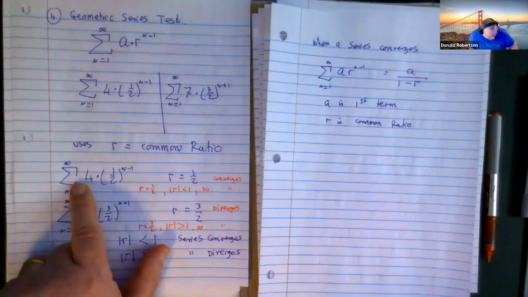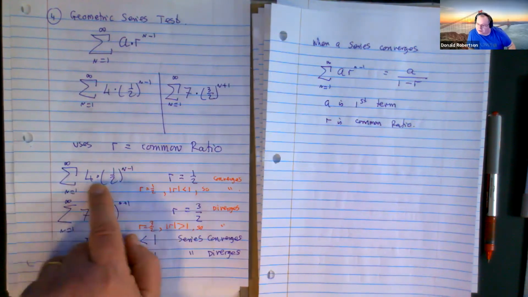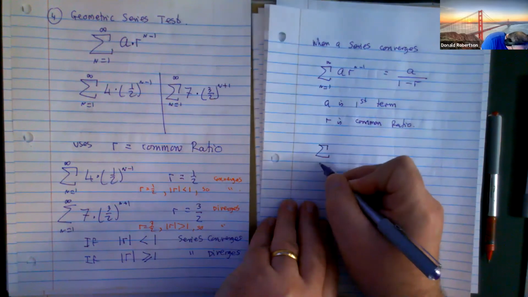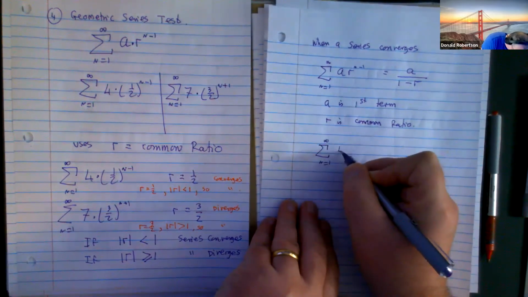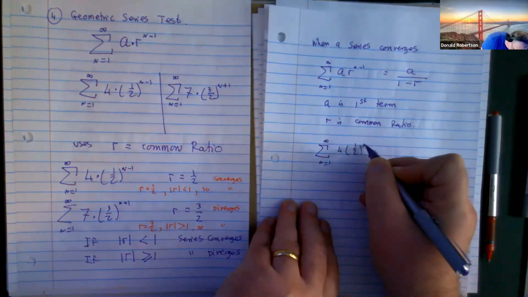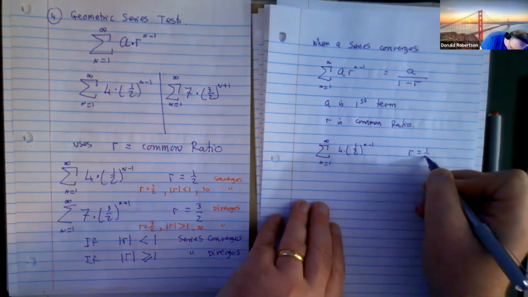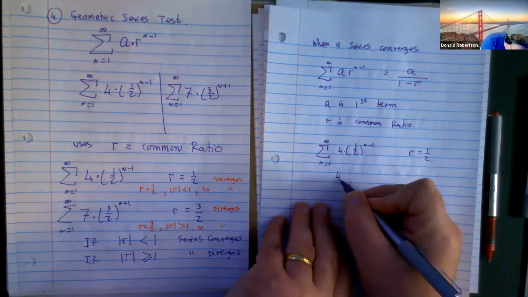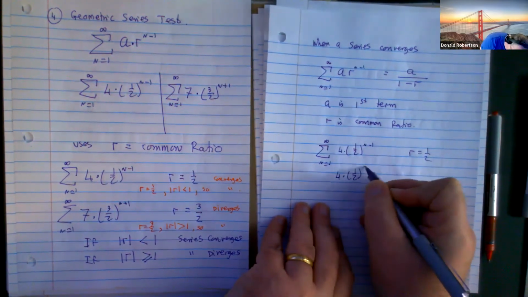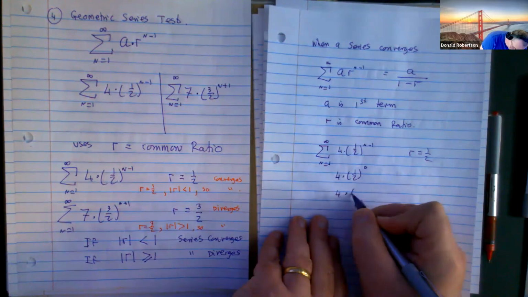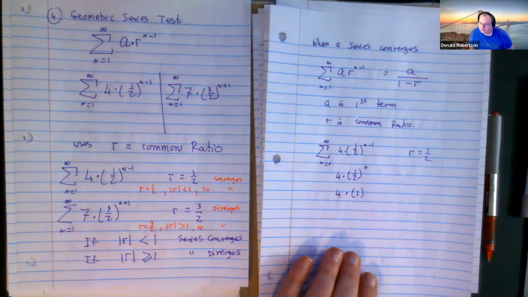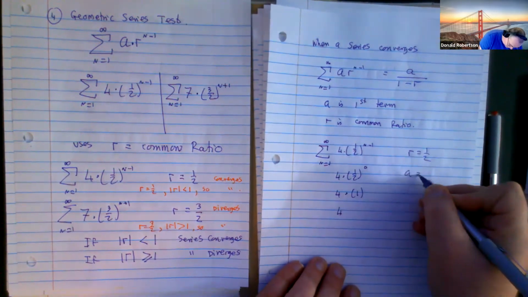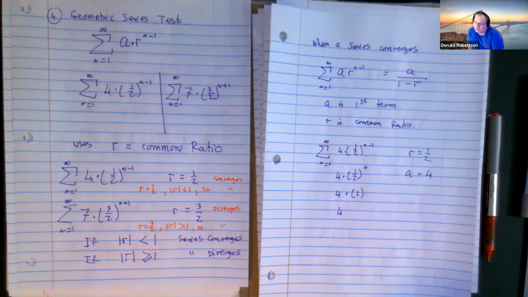So this one converges, doesn't it? Agreed? So if I take this one, because I know it converges, we've already proved that, I already know what R is. It's a half. If you plug n equals 1 in here, don't you get 4 times a half to the power of 0, which is 4 times 1, because anything to the power of 0 is considered 1? And so won't the first term be 4? And so that is A. You see how I got it?